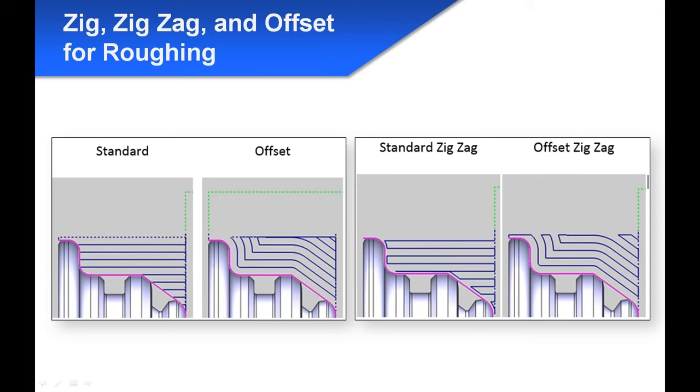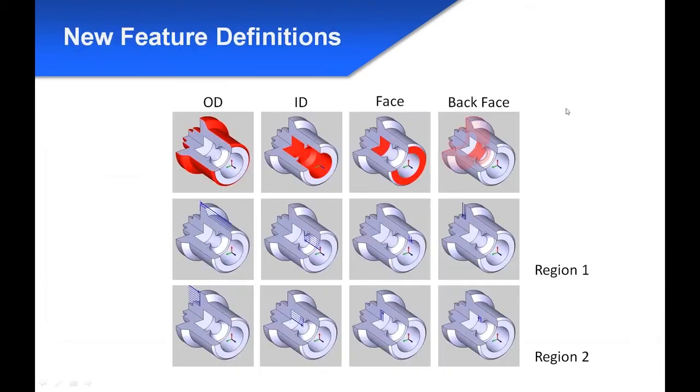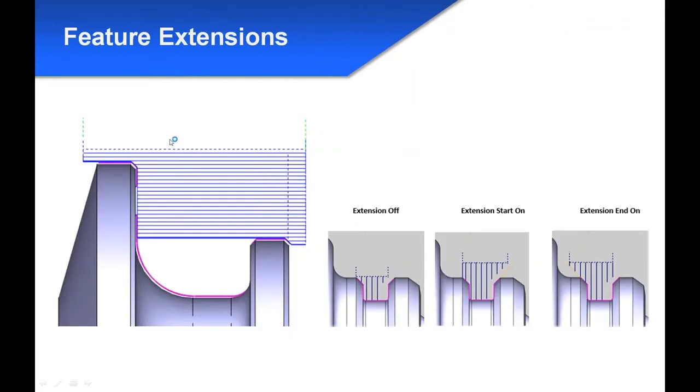Now what we're going to do here is after that, go like this. You have the option for the new feature definition: OD, ID, backface, okay? So what we did is we made a new little feature window when you're going through the process that will allow you to say, oh, it's an OD cut, oh, it's an ID cut, oh, it's a face cut, or it's a backface cut. Instead of you having to go in and swap the tool orientation or anything like that, we updated that particular parameter for you, and I'm going to show you that.